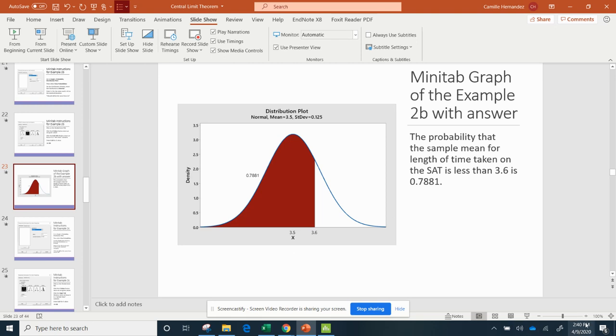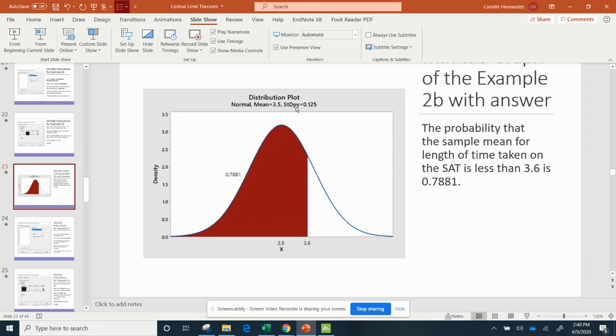I get that 0.7881 is the answer. So the probability that the sample mean for the length of time taken on the SAT is less than 3.6 hours is 0.7881. Okay, again, I just see it here. Minitab gives you my answer.